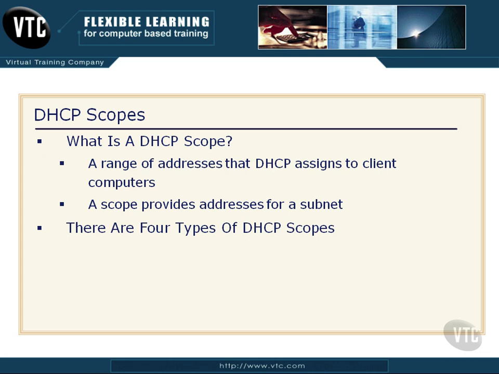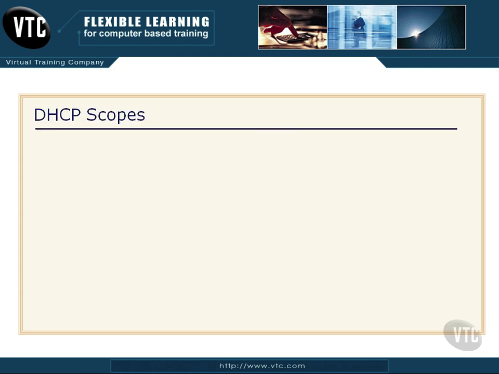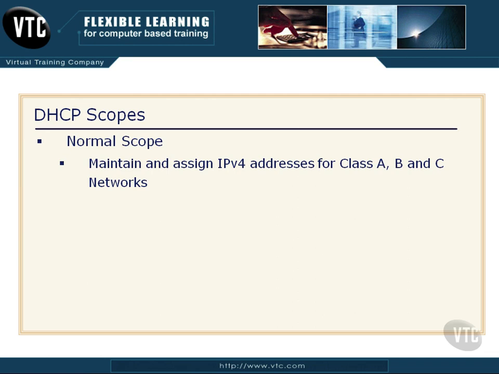Now there are 4 types of DHCP scopes, and you need to be familiar with each one of these. And those types are normal, multicast, super scope, and failover scope. So let's take these one at a time and talk about the unique aspects of each one. First of all, a normal scope, this is the one you see most often. This is used to maintain and assign IP version 4 addresses for class A, B, and C networks.